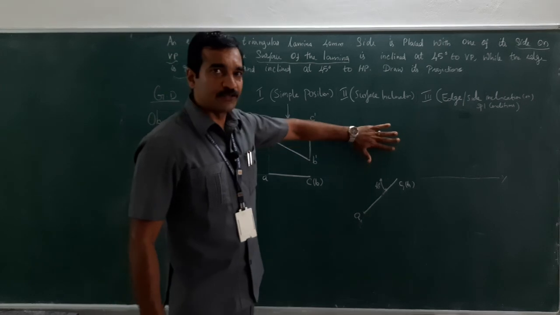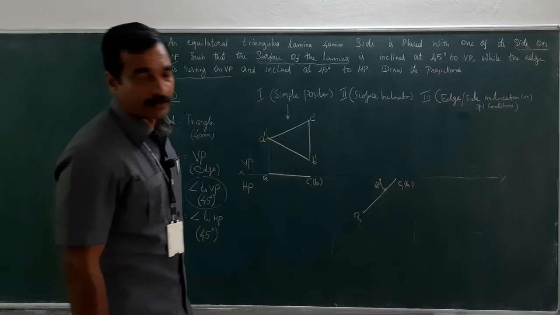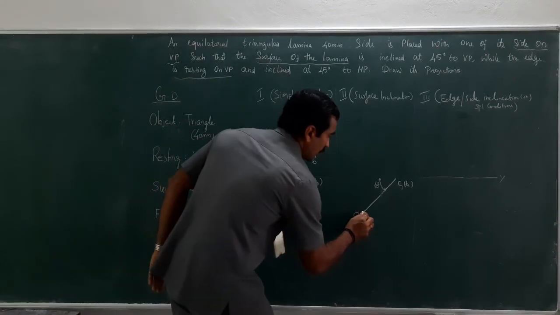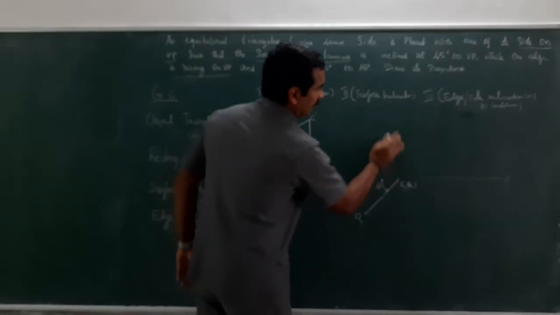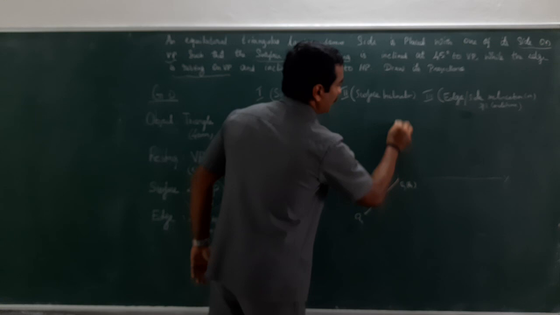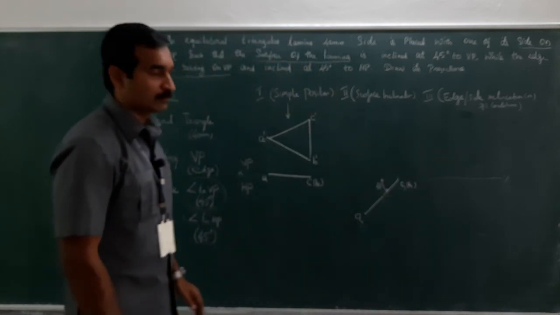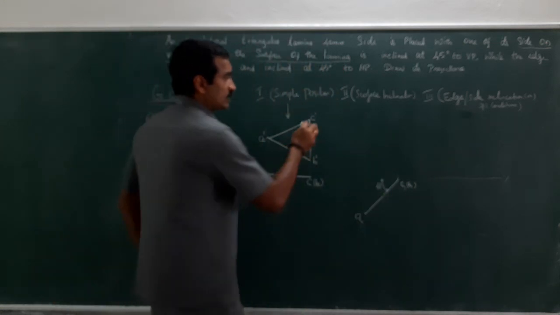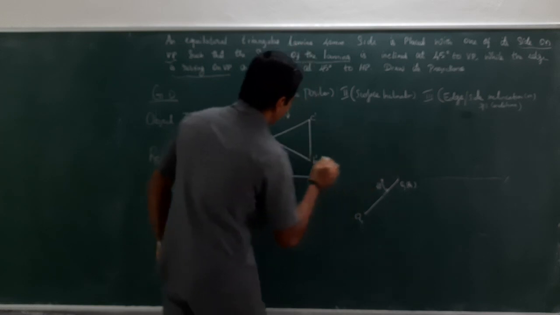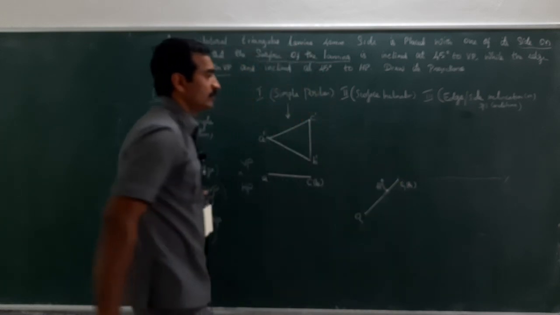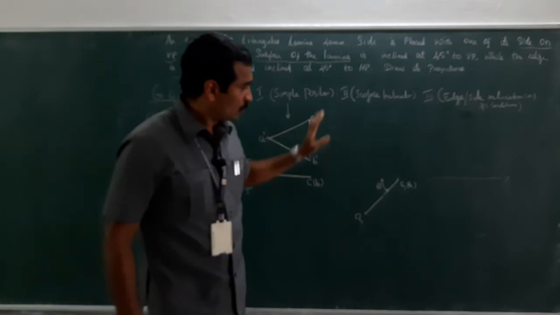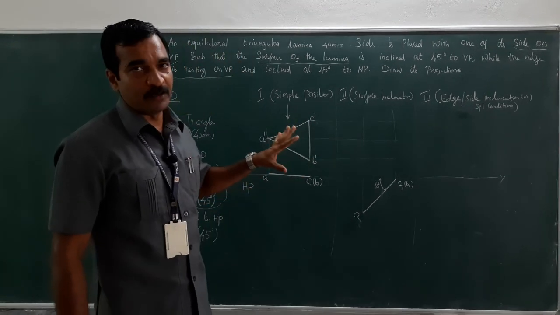In order to get its front view, what needs to be done? We have to just draw the projectors vertically upwards. They should be perpendicular to the XY line. Next, project these lines to the front view. Project it. What do you have to do now? You have to do the mapping work, right?